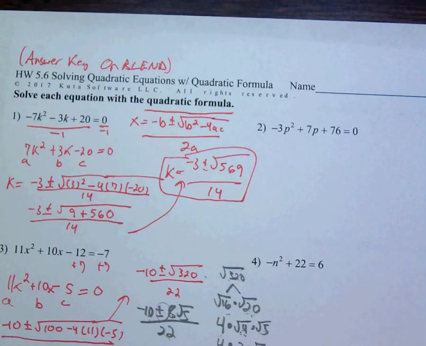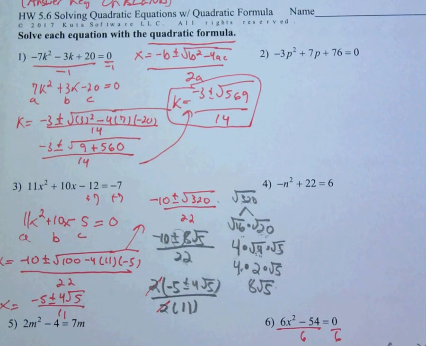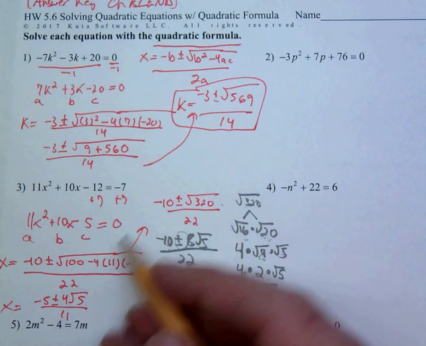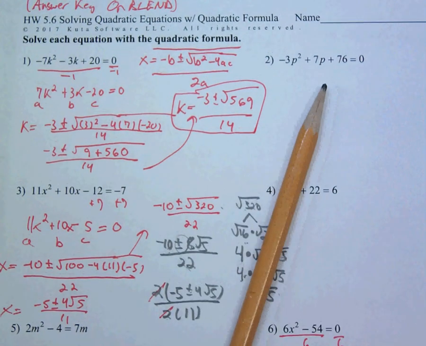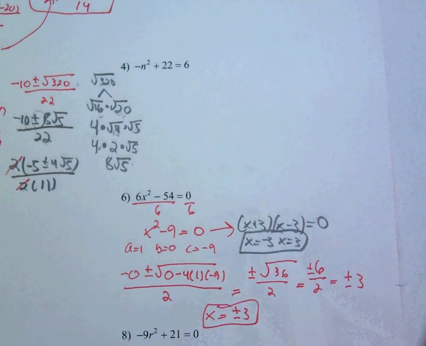On these first two, these are crazy numbers. These are irrational numbers, and there's no way we could have factored to be able to get this. So we do need to use the quadratic formula sometimes, but let's not forget how to factor, because a lot of times factoring will be much faster.